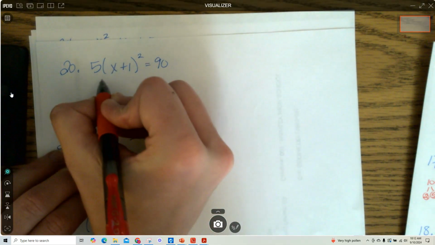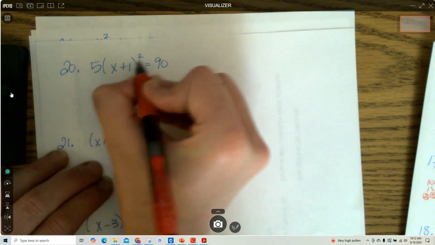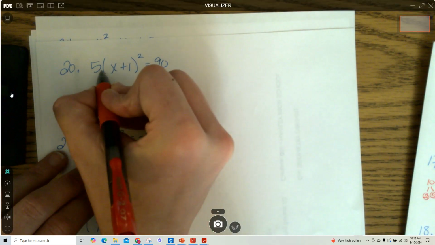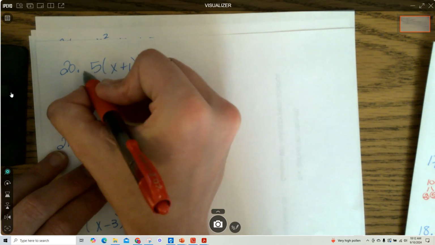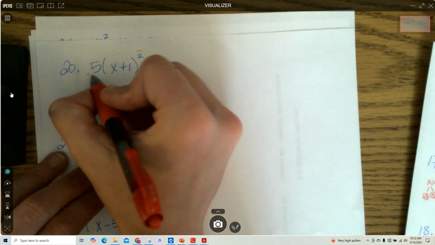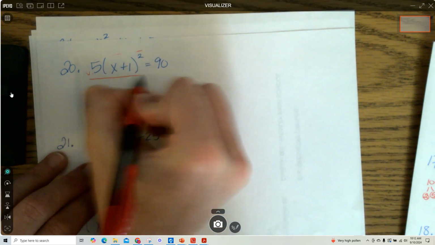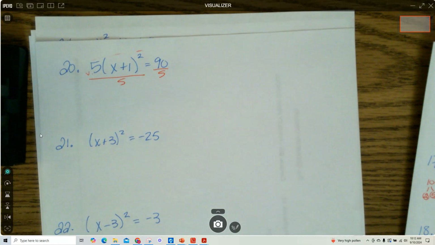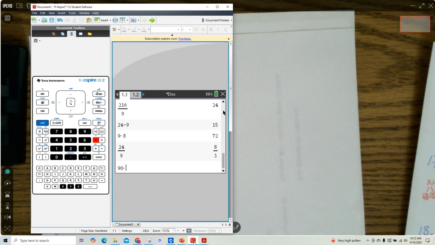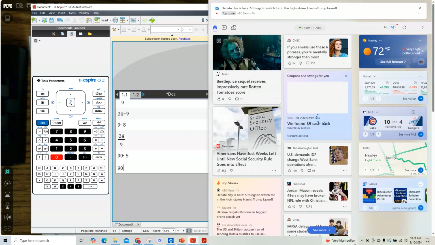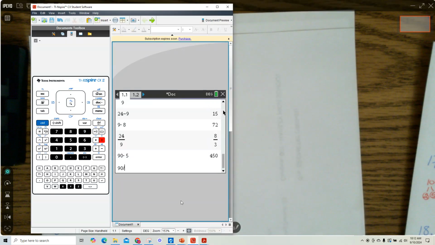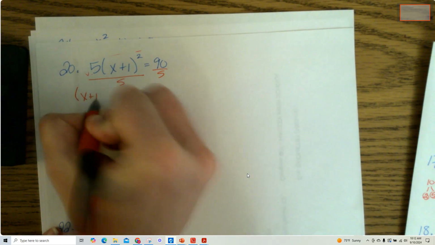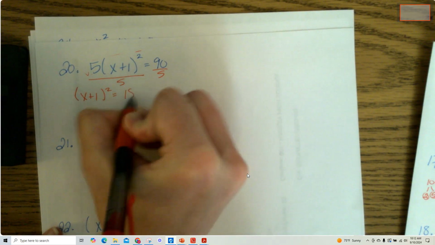Okay, number 20. So for this one, I'm going to move the 5 first before I get rid of that squared. The reason I know to get rid of that 5 first is because if I square root this, I have to square root the whole side, which would also square root the 5. But I can divide by that 5, and that makes it a little bit easier. And that just comes with practice. Sorry, y'all. 90 divided by 5 is 18. Okay. So I'm going to have x plus 1 squared is going to equal 18.